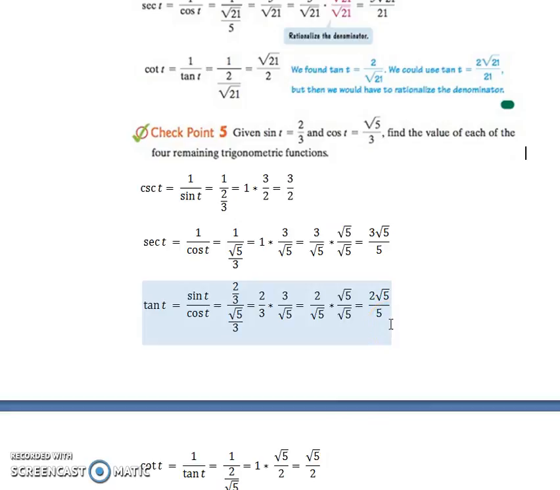Now for cotangent, because we have to take the reciprocal of the tangent, I would actually back up to here and take the reciprocal of this, rather than taking the reciprocal of this and having to fix it. So if I take the reciprocal of 2 over the square root of 5, it's square root of 5 over 2.